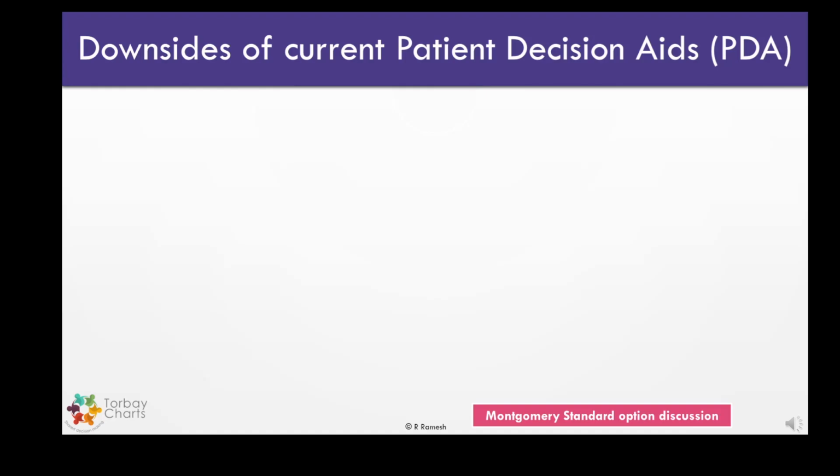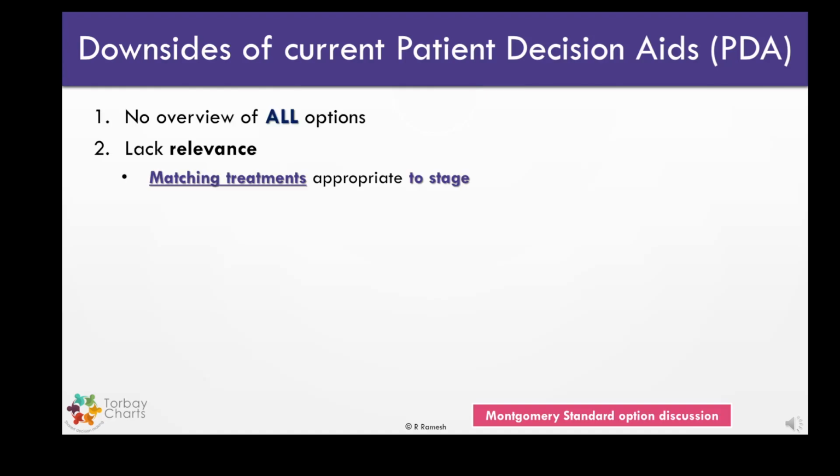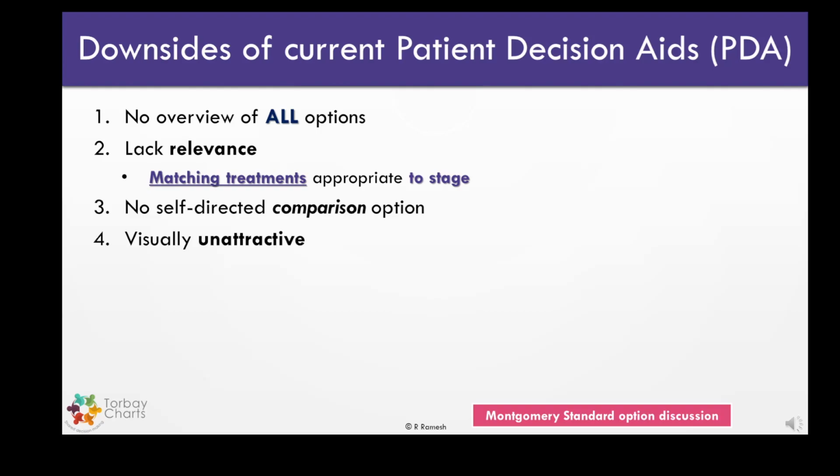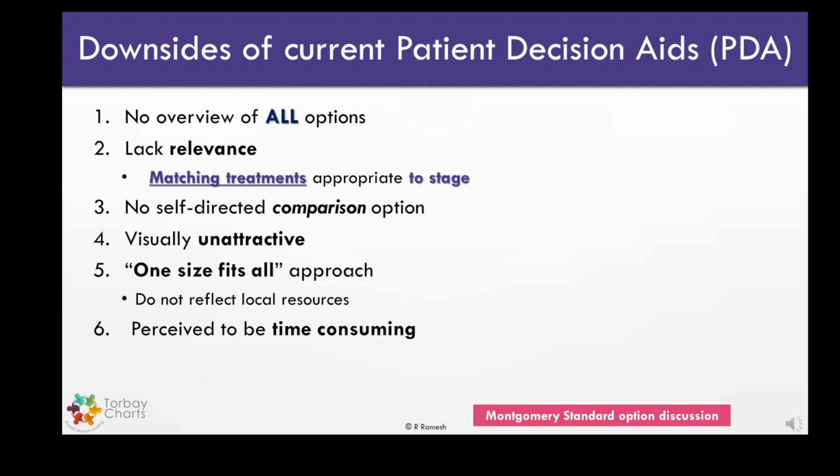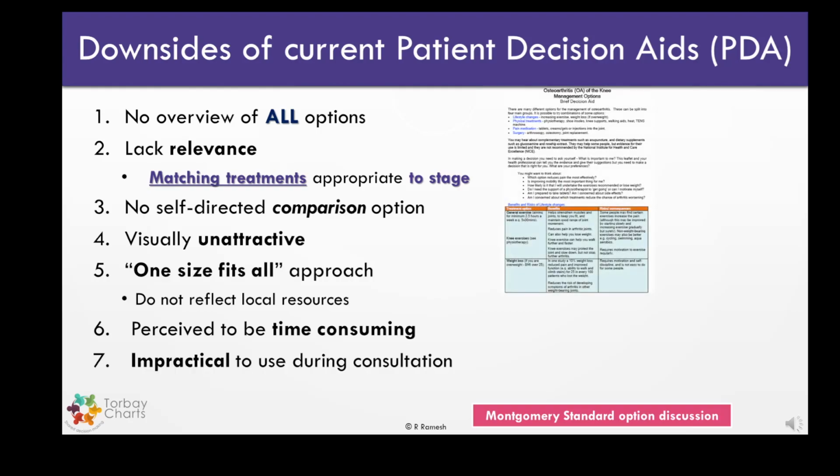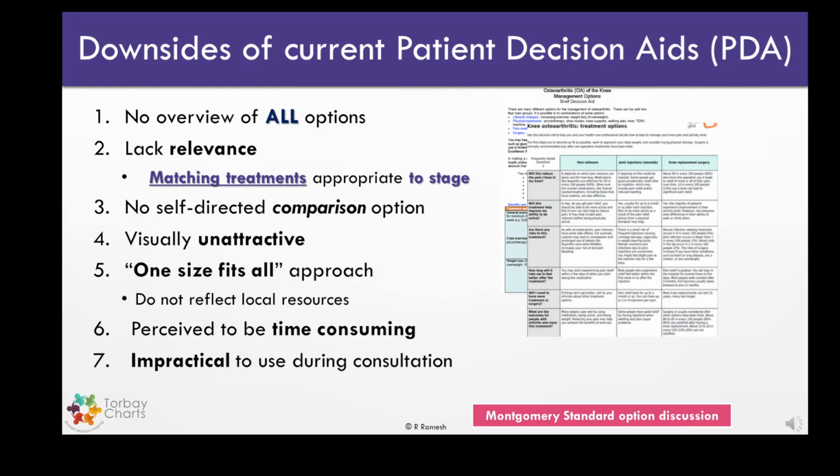Despite the obvious advantages of using PDAs in day-to-day practice, their use is not widespread. This is because current PDAs do not give an overview of all options, nor do they match treatments to the stage of the disease. Almost none have self-directed comparison of options, and they are visually unattractive. The one-size-fits-all approach does not reflect the available local resources. They are perceived to be time-consuming and impractical to use during consultation. Some examples of currently available PDAs for knee arthritis are shown.